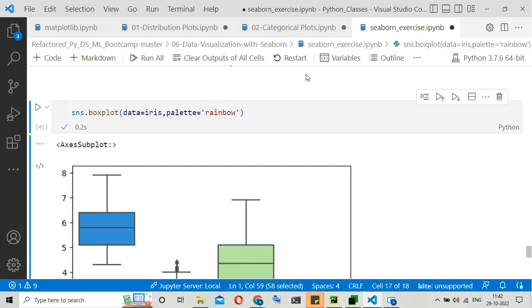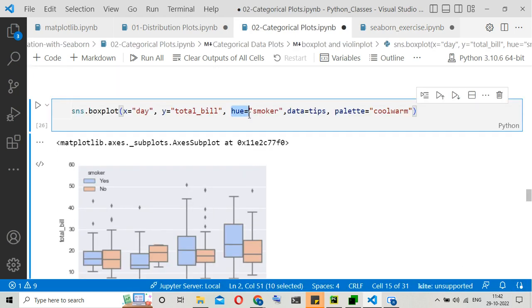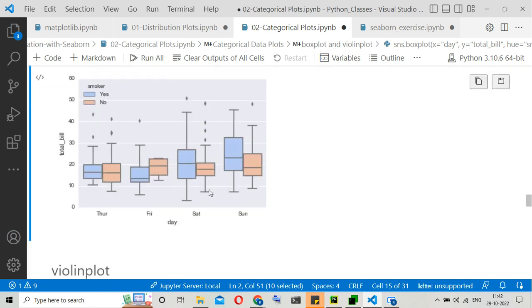Yes, so these are only plots you can play with. Similarly, you can bring in the group also, for smoker versus non-smoker, maybe male versus female also you can try.